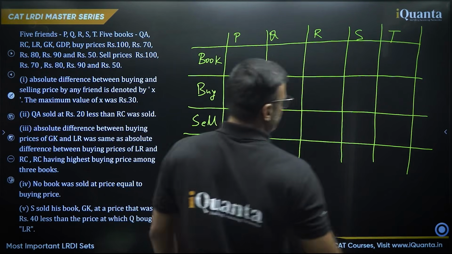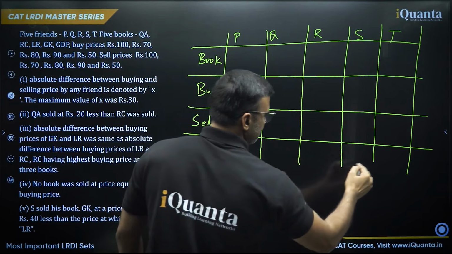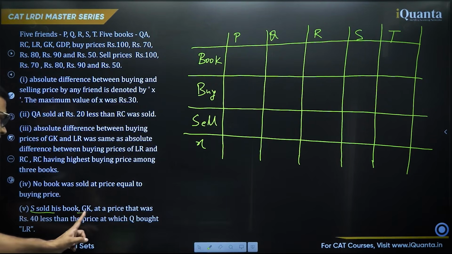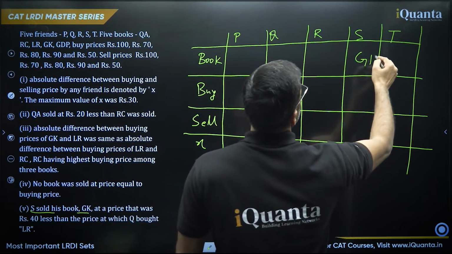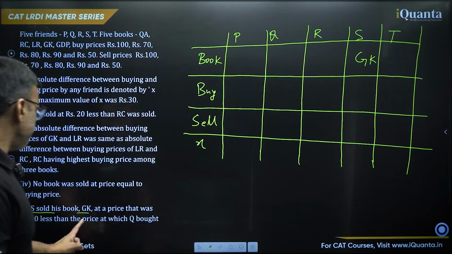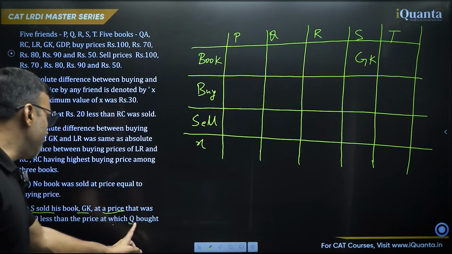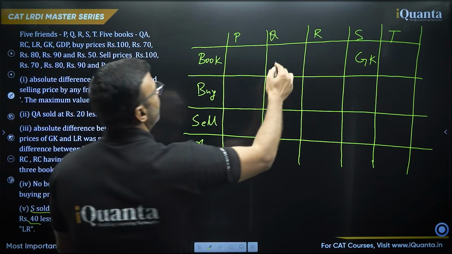First of all, fill the information that is definitely given. For example, the last one says S sold his book GK at a price that was 40 less than the price at which Q bought LR. So S sold book GK, and Q bought LR. So for Q we have LR.